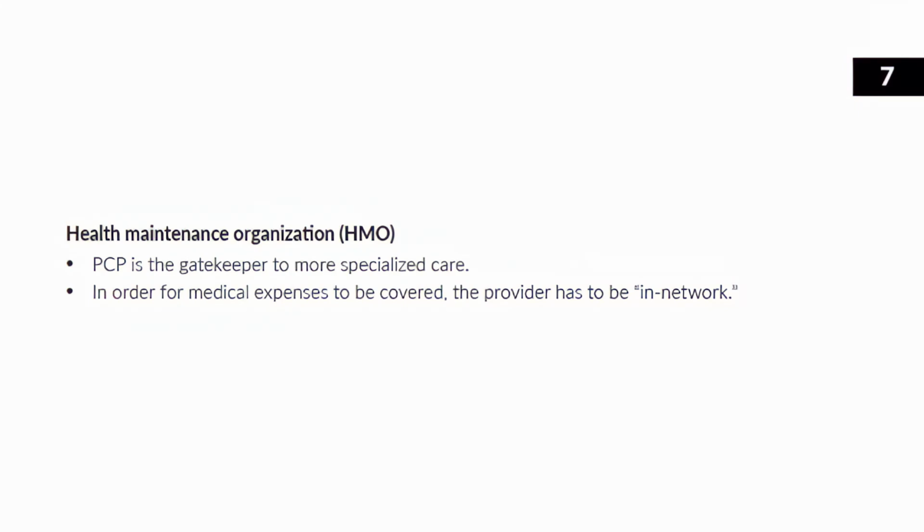Obviously, patients don't like having to go to the PCP in order to see their specialist. Insurance companies do like patients going to their primary care provider first because a lot of times the PCP can provide care at a much lower cost than the specialist. And with an HMO, in order for medical expenses to be covered by insurance, the provider has to be in the HMO network. You have a network of physicians that have agreed to the HMO plan, again, in order to gain access to more patients. And as a patient, either you use the in-network physician or you're going to pay a lot more money to go outside of the network.